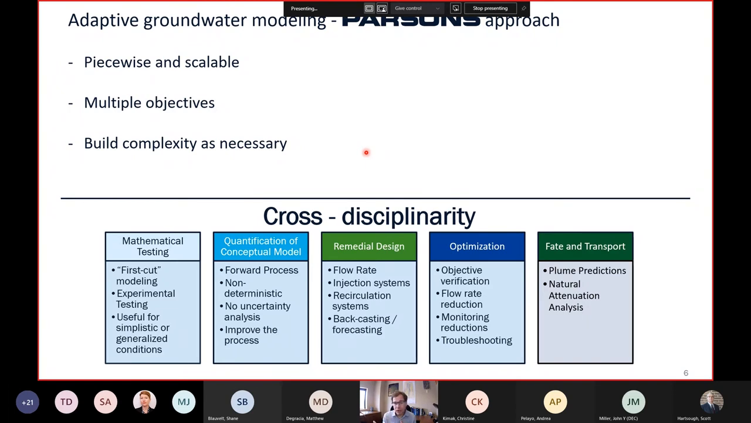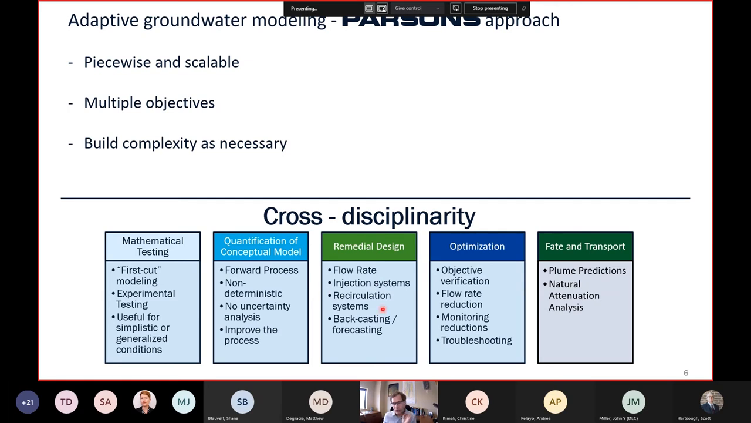And of course, we may have very large projects with very significant risk ramifications, where a fate and transport model, for example, on the far right here, would be applicable. And you see across the bottom our different disciplines and how we like to use groundwater models, from mathematical testing to quantification of our conceptual model to remedial design, where we start thinking about flow rates and injection systems, recirculation systems.